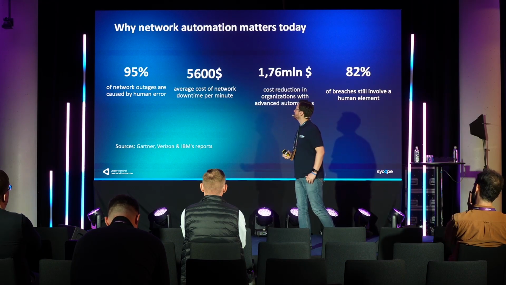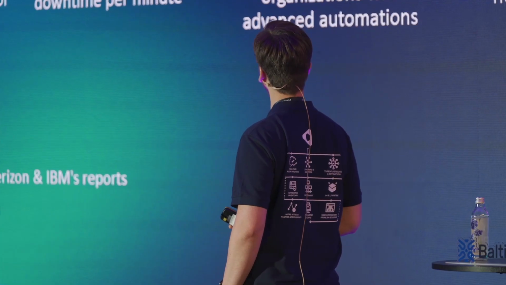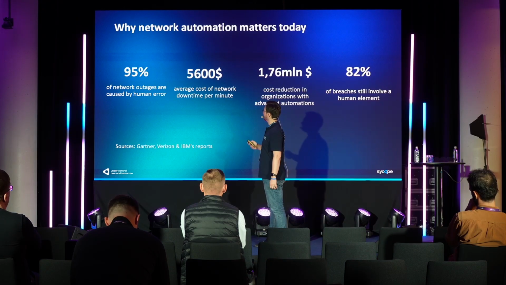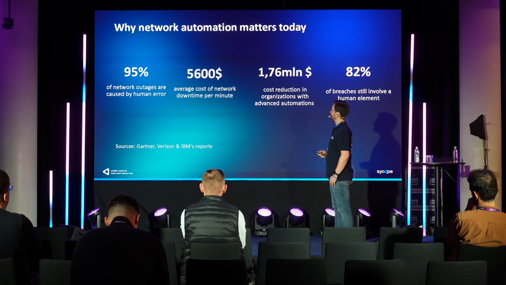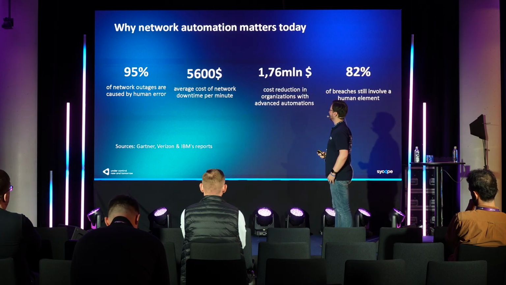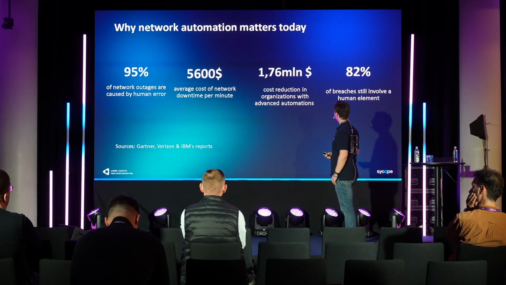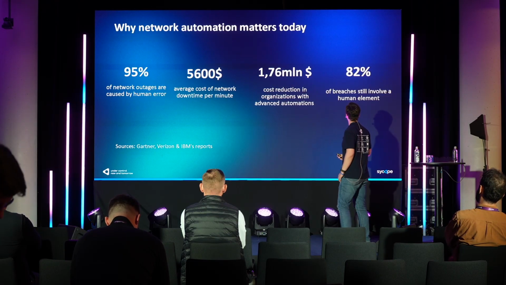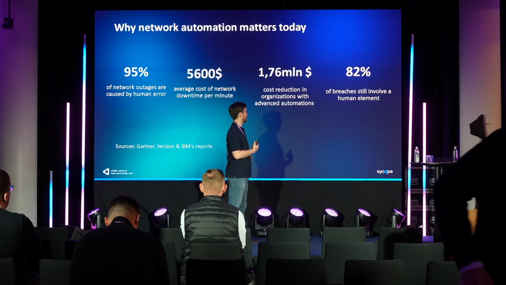Okay, so why would you need network automation? Those are just a few numbers to provide you an overview of why it's so important. Network outages are mainly caused by human error. And for downtime, this is a cost per minute. You also have cost reduction once you automate your actions, and fewer security breaches regarding the human factor.